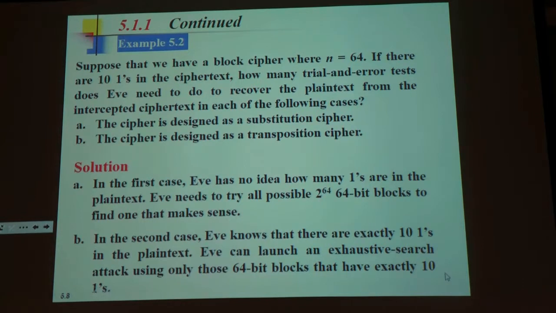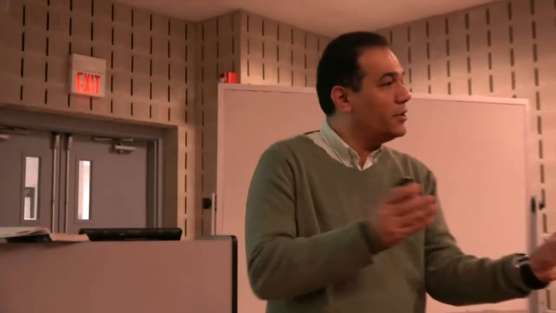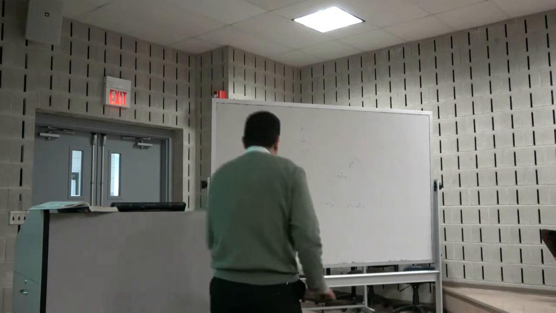Let's take this example here. It says, suppose that we have a block cipher where n equals 64. So what's the block size here? 64 bits. If there are 10 ones in the ciphertext, how many trial and error tests does Eve need to do to recover the plaintext from the intercepted ciphertext in each of the following cases? So we have 64 bits, only 10 bits are ones, the rest are zeros. But the ones could be anywhere, right?